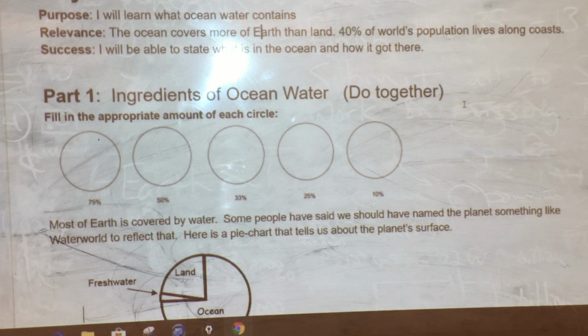Day 135, salt in the ocean water. Our purpose for this lesson is to learn what the ocean water contains. Relevance is that the ocean covers more of the earth than land. 40% of the world's population lives along the coasts, and so this will be something that could possibly be close to you when you move in other places as you move on in life. Success, I'll be able to state what is in the ocean and how it got there.